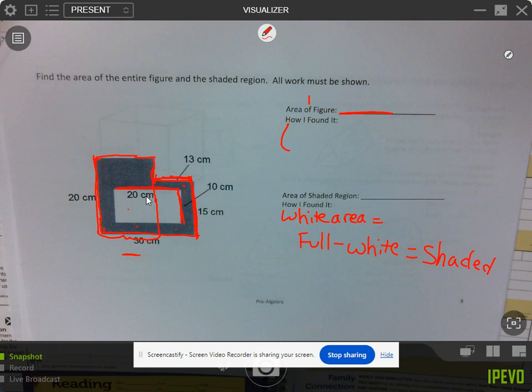So up here, area of the figure, that's our full figure. So if I do the full figure, I subtract out the white area, I'm left with my shaded area. Okay. Let's look at our next page.